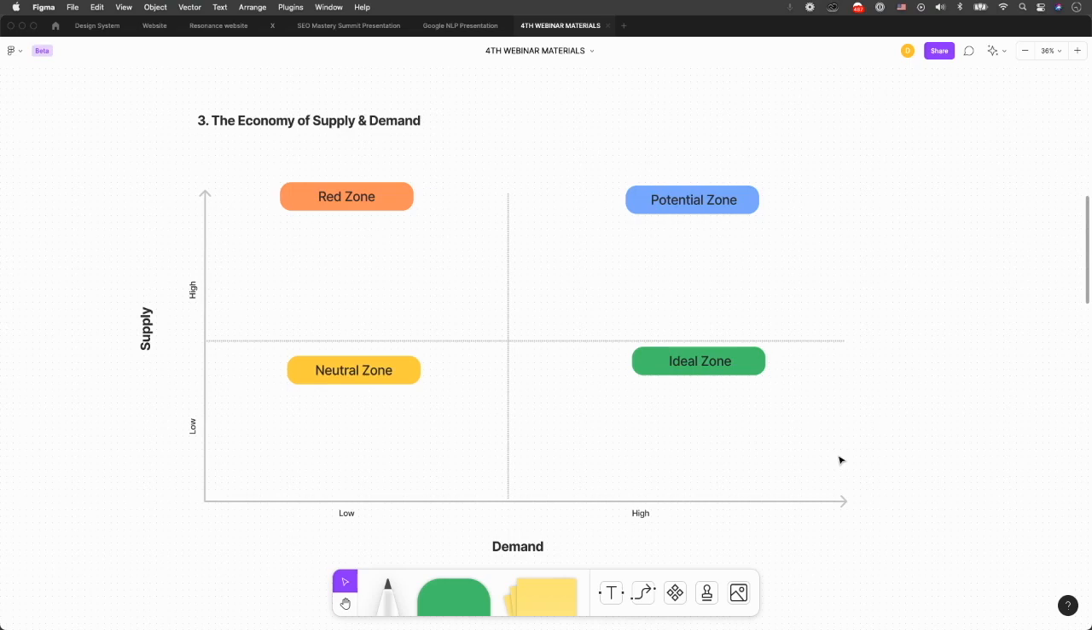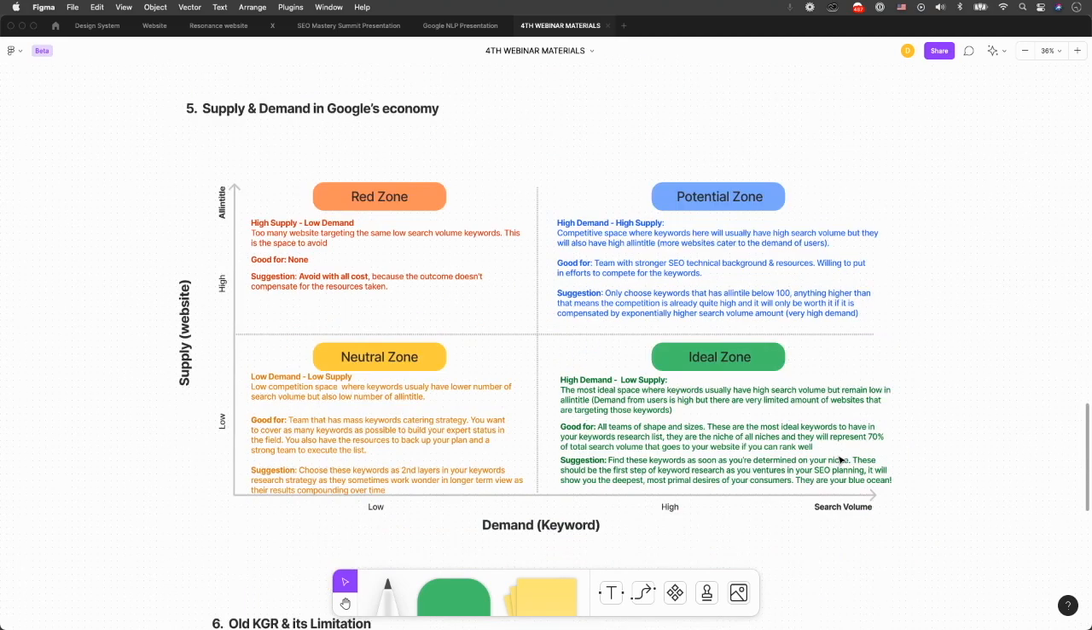It's the same with the economy. The same supply and demand rule also applies in Google's economy, right? And in Google's economy, demand is actually represented by your keyword, right? This is very fundamental, and I really need to share this. I think it's super important for your understanding of why, in your process of doing keyword research, you have to think of keyword as the demand on the Google platform.